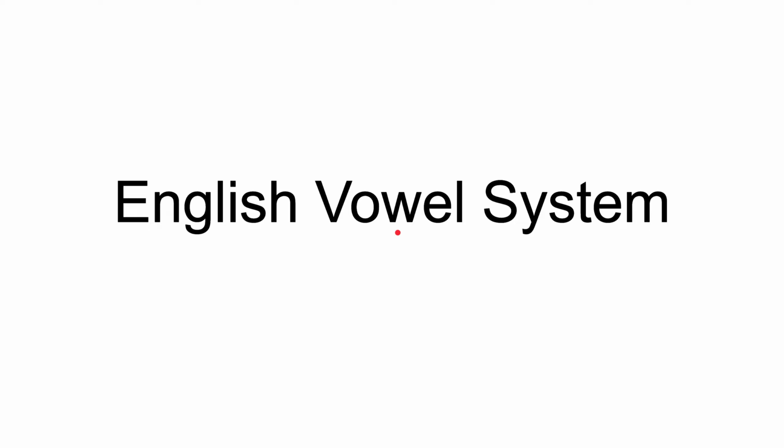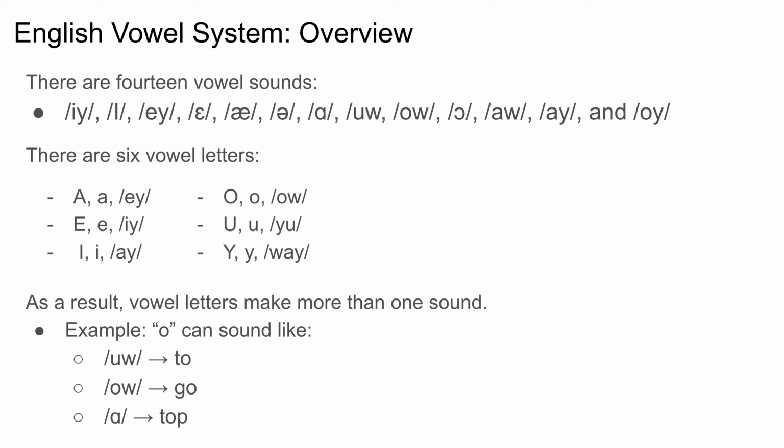Hello, today we're going to be looking at the English vowel system, and we're going to be looking at two different types of vowels that we have in English. So, first thing we need to mention is that there are 14 vowel sounds in English, but there are only 6 vowel letters. The 6 vowel letters are A, E, I, O, U, and Y.